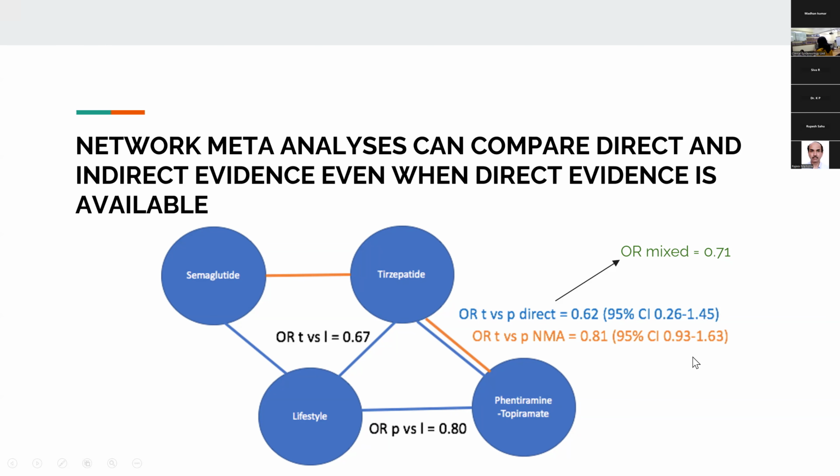Now, the advantage of doing this is that your sample size becomes so much more. When you have direct and indirect evidence, you have a larger sample size to inform your treatment estimate, and thereby a narrower confidence interval.